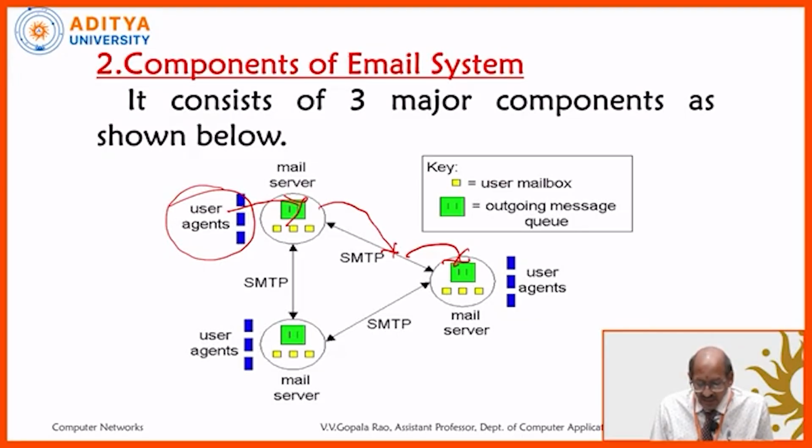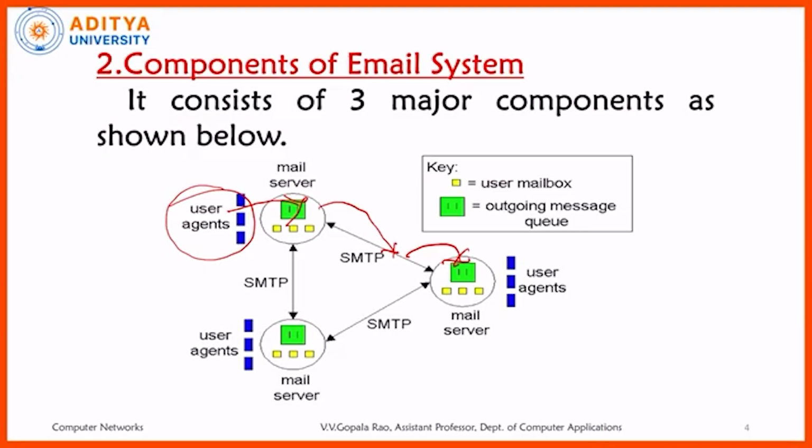Suppose the user agent is available on the side of the mail server, then automatically the SMTP is going to pass the mail to the mail server, and from the mail server it will again reach the user agent on the other side. So you see that the user agent on one side is creating the message, and the user agent on the other side is going to receive the message. So SMTP is playing a very important role.